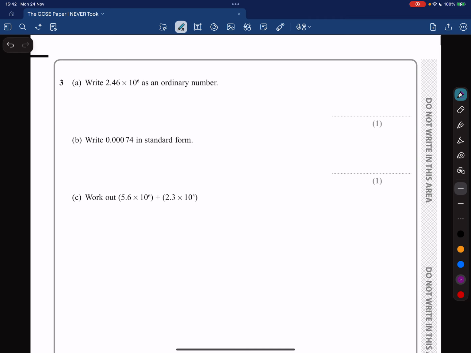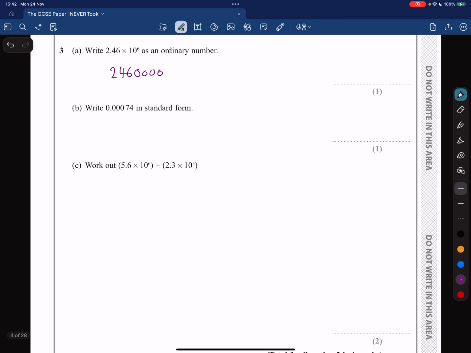Right, 2.46 times 10 to the 6 is an ordinary number. This will be 2, 4, 6, 2, 1, 2, 3, 4. Yep, right, 0.00074 in standard form. This, up to 3 decimal places, is times 10 to the minus 3. So then this is 7.4 times 10 to the minus 4.